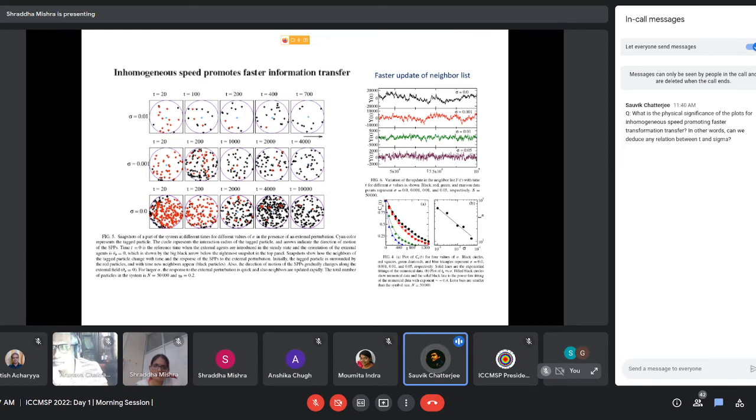So can we say that there is some nonlinear relation between sigma and t as we increase sigma? There can be, but we have not looked at the problem in that way. Obviously, there will be some relation between T and sigma.